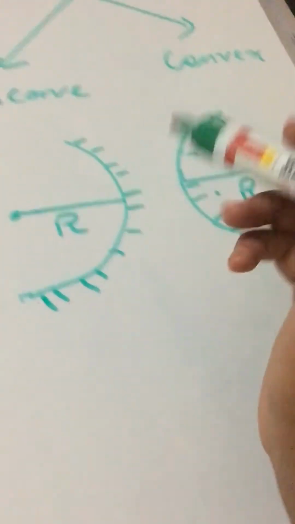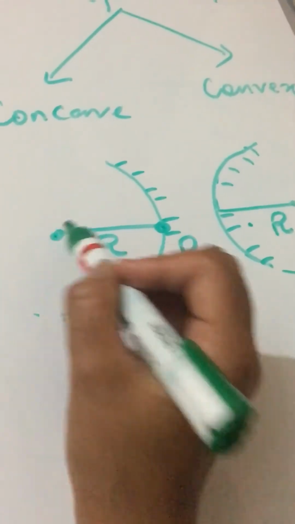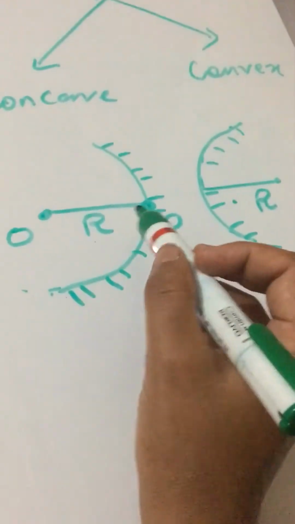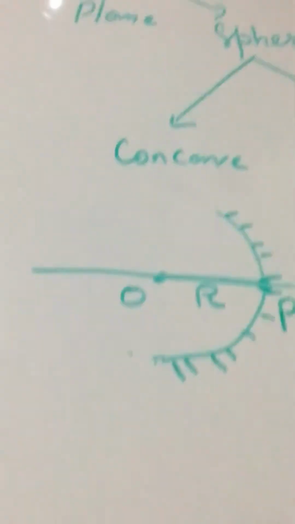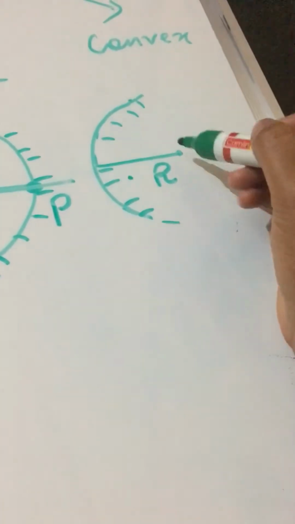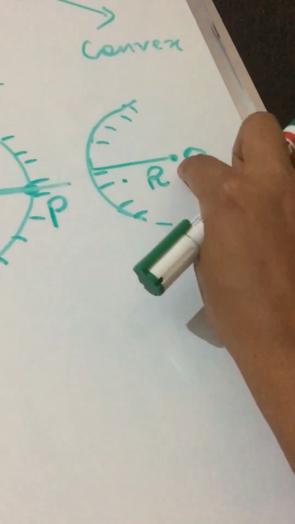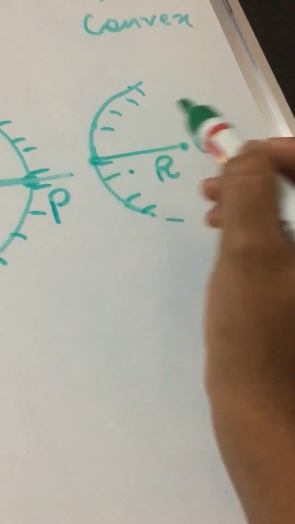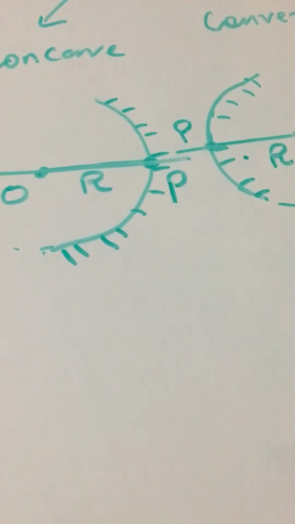Then we have some terms. Where the radius meets the mirror is called the pole. The center is known as the center of curvature. And when we extend the line PO, this is the principal axis. The same is true for the convex mirror also. The center of the sphere is the center of curvature, this is the radius of curvature, where it meets the mirror is the pole, and if we extend this axis, this is the principal axis. So these are the things you need to remember.